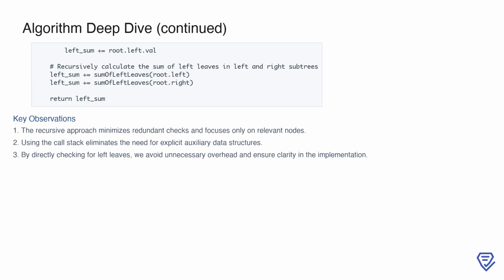This approach is efficient because it avoids redundant checks and focuses only on the nodes relevant to the problem. By leveraging recursion and the call stack, we eliminate the need for additional data structures, keeping the implementation clean and straightforward. Additionally, checking for left leaves directly ensures that we handle the problem efficiently without unnecessary overhead. With this implementation, we achieve an optimal balance of clarity, simplicity, and performance, making it a reliable solution for computing the sum of left leaves in any binary tree.